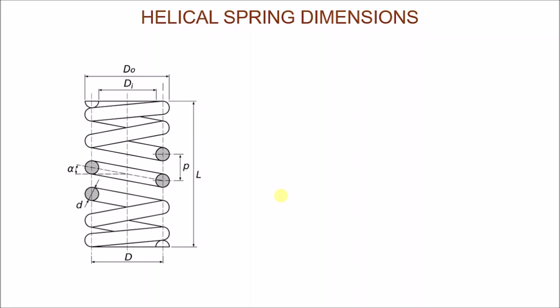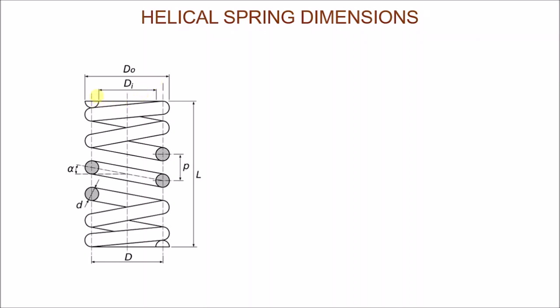So let us now look at the dimensions here. The first dimension I want to point out is the outer diameter of the spring, which you can also refer to as the outer diameter of a coil. This outer diameter is the distance that you measure from the outer surface of the coil on one side to the outer surface of the coil on the other side. If you measure that length, that will give you the outer diameter of the spring.